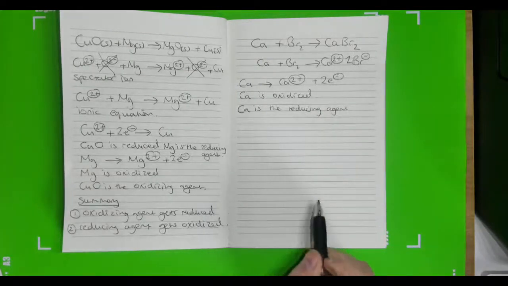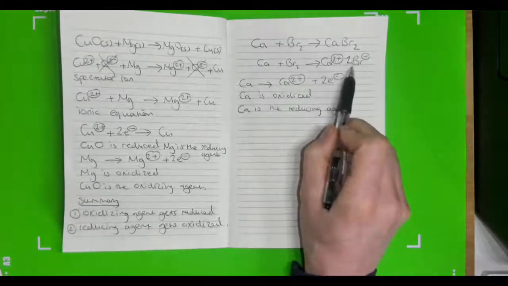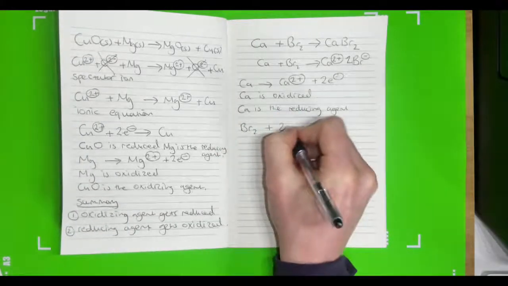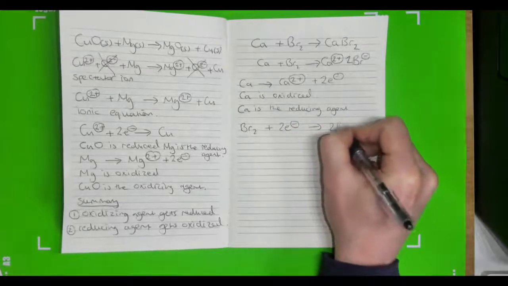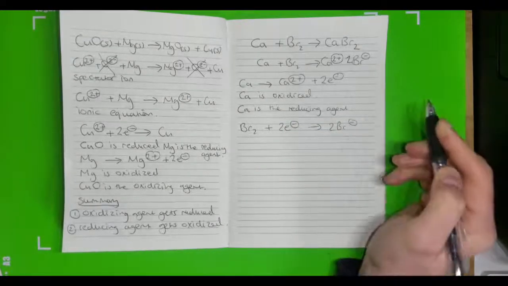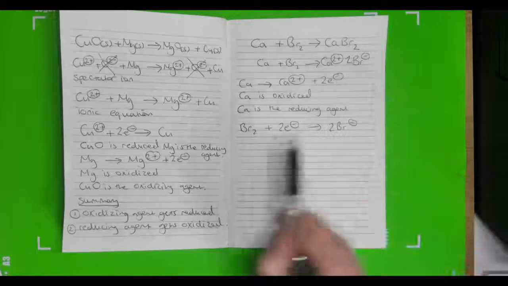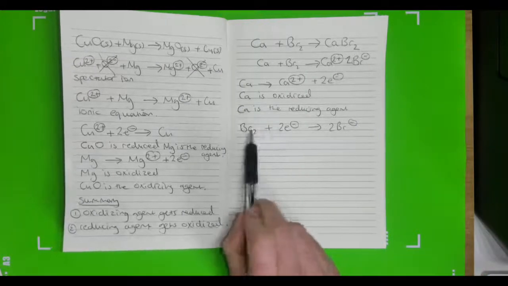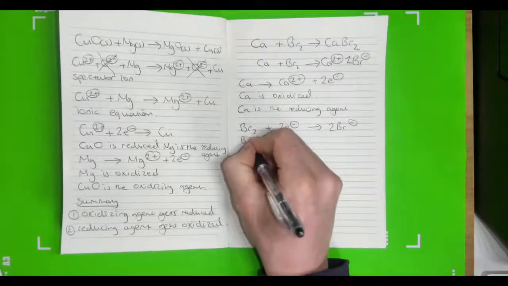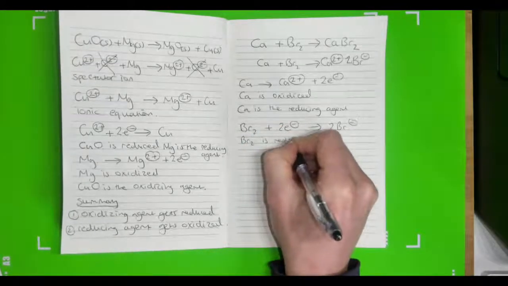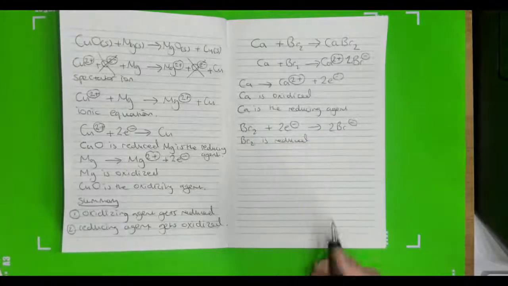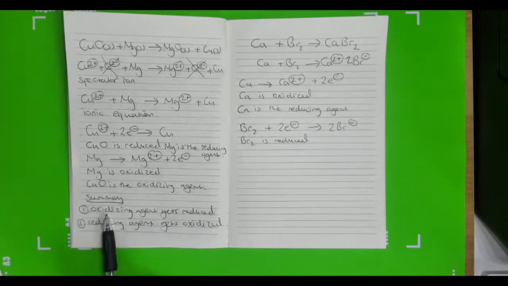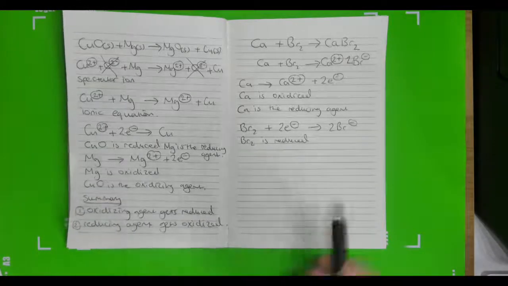Let's have a look at the bromine now. Br2 to 2 Br-. Reduction is gain of electrons, so the Br2 has been reduced. Remember, the oxidizing agent gets reduced.